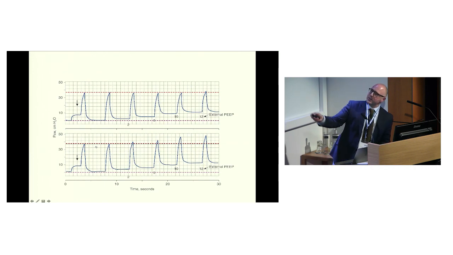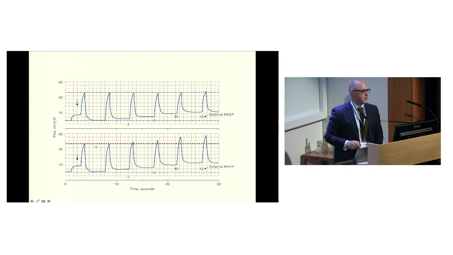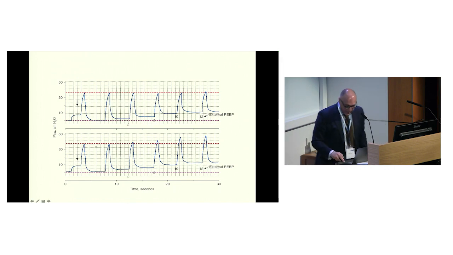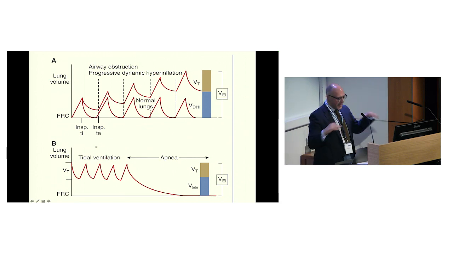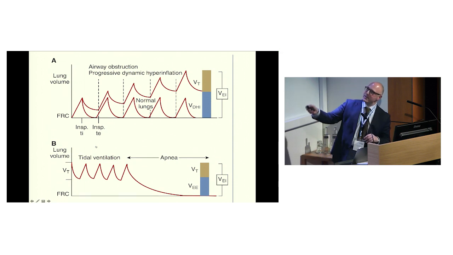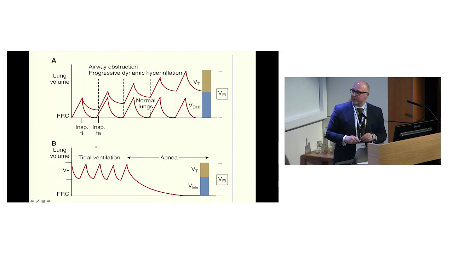You can see in patient number 1, the plateau pressure remains the same, despite the fact that the external PEEP has been increased. And here you see that the external PEEP has been increased by the same amount, but the plateau pressure keeps rising. This means that there is hyperinflation. And as we know, hyperinflation means the lung volume goes up and up and up, and will achieve near total lung capacity, and this is not a great place to be.